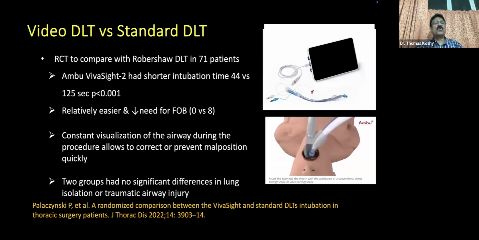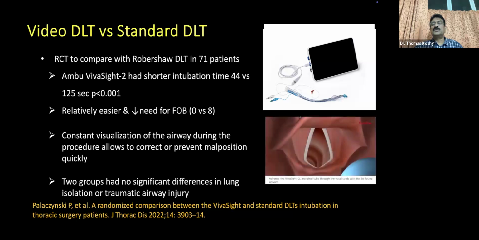Now, another one which is available in the market is the Ambu Vivasight. That is a video double lumen tube. There is a video camera at the tip of the tracheal lumen, and that will give a continuous display while you're intubating with the double lumen tube. This is connected to the monitor there. And this is how it is introduced with the laryngoscope. As you go in, you can watch this.